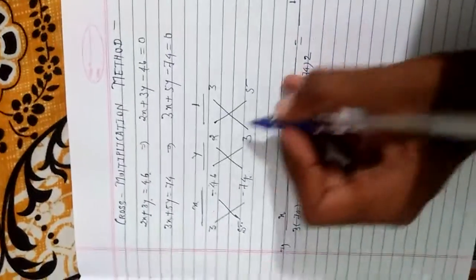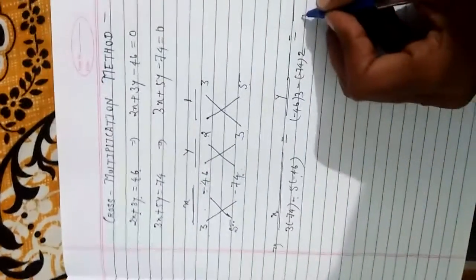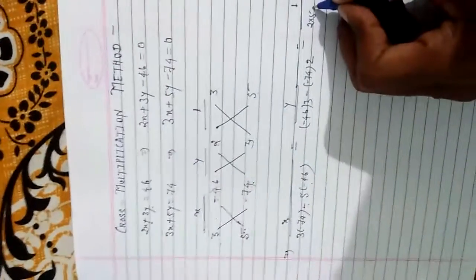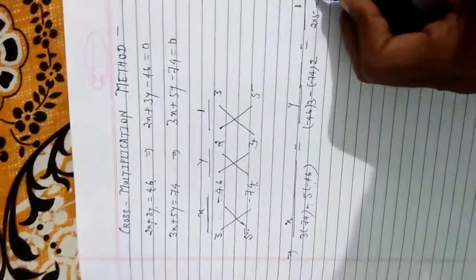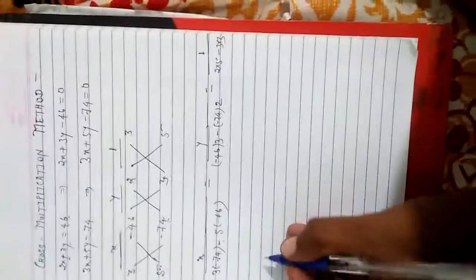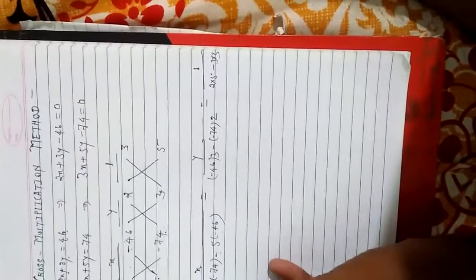Same thing we are doing here. 2 into 5, and before multiplying this, minus 3 into 3. Okay, so now solve this.